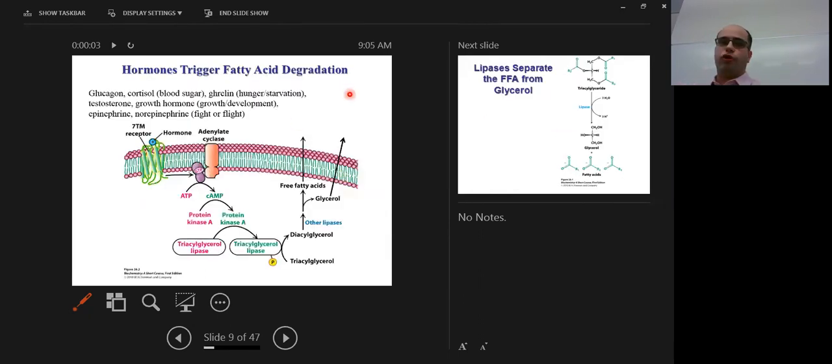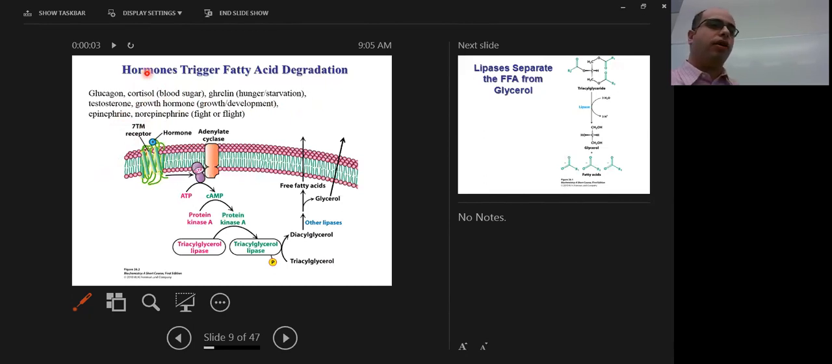So hormones will trigger the release of these fatty acids from the triglycerides. Very similar as we've seen before, this is controlled by a hormone type receptor where it could either be glucagon, cortisol, ghrelin, testosterone, growth hormone, epinephrine, or norepinephrine. As you can see, there's many different types of hormones that will act on these receptors. These adipocytes contain multiple receptors for each of these different hormones, and they are active under different conditions.